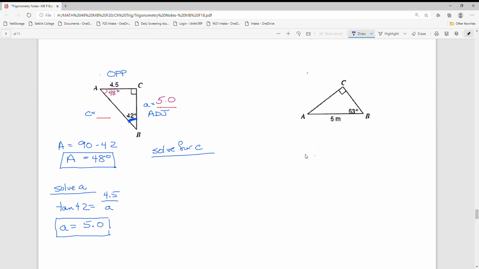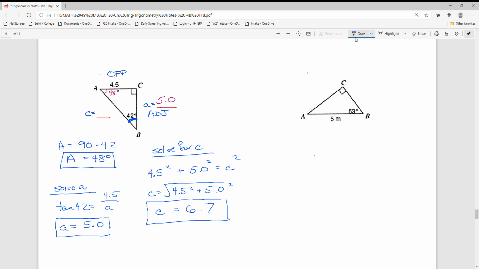I'm going to use Pythagorean Theorem. C is going to equal the sum of the squares of those 2 sides. So we would have 4.5 squared plus 5.0 squared would equal C squared, because C is my hypotenuse. C would actually equal the square root of those 2 things, and I could put that into my calculator. So C would equal 6.7 in this triangle.